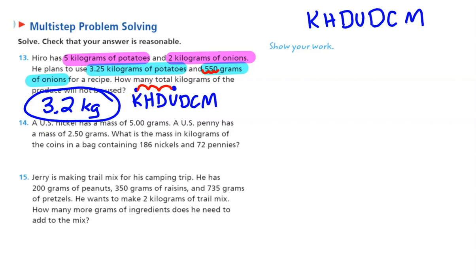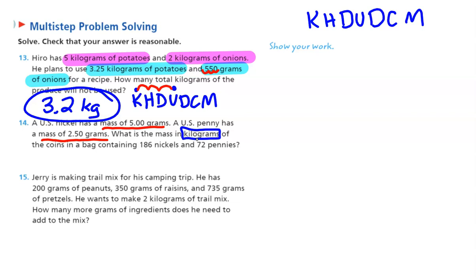It says a U.S. nickel has a mass of 5 grams. I'm going to underline that. A U.S. penny has a mass of 2.5 grams. And it says, what is the mass in kilograms? So kilograms is what we're looking for. Of the coins in a bag containing 186 nickels and 72 pennies. Okay, think about this one for a minute.